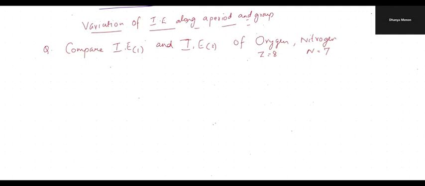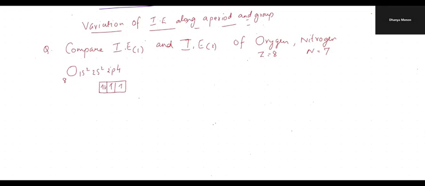Oxygen is 8, so I have 1s2, 2s2, 2p6. No, it's not 2p6, it is 2p4. Okay, this is oxygen. So for oxygen, this is the p subshell: 1, 2, 3, 4.